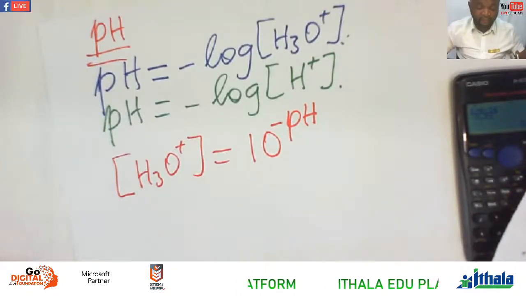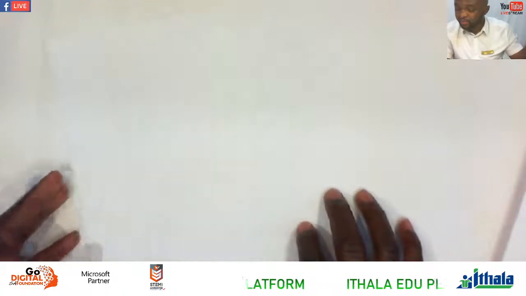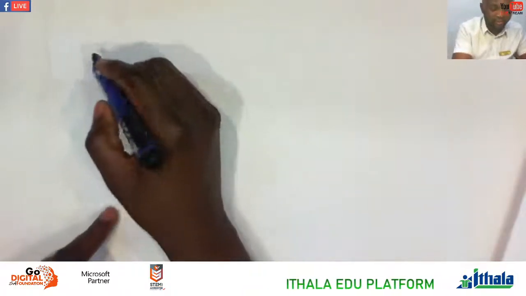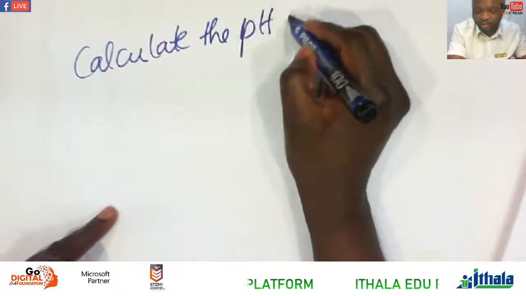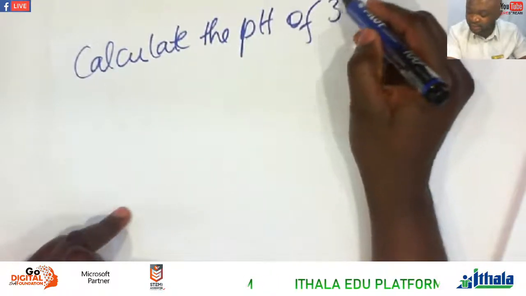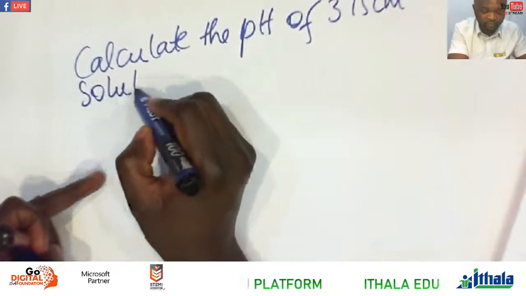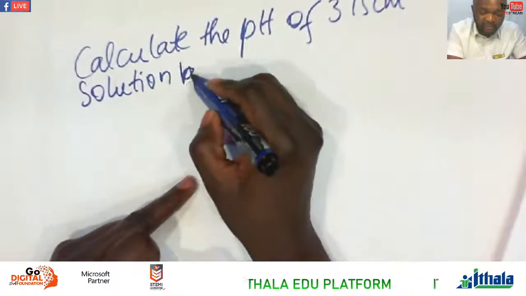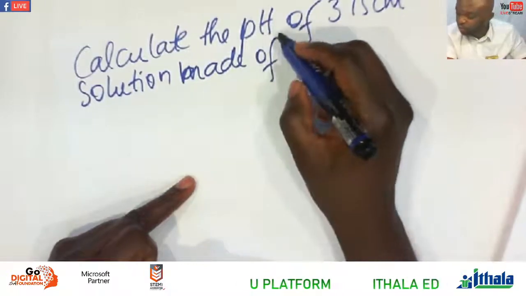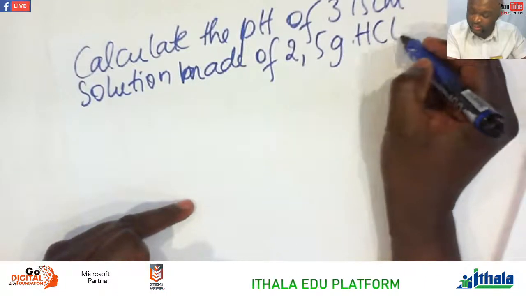Let us do a calculation so that we are sure you understand this well. Right. Calculate the pH of a 375 centimeter cube solution made of 2.5 grams of HCl.